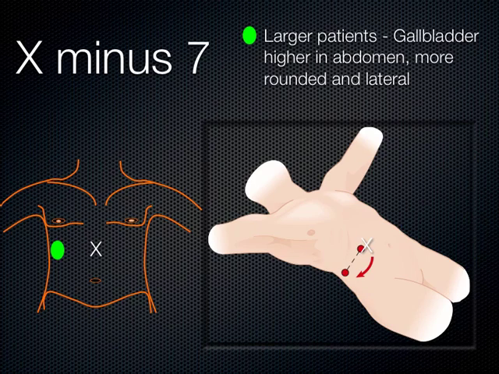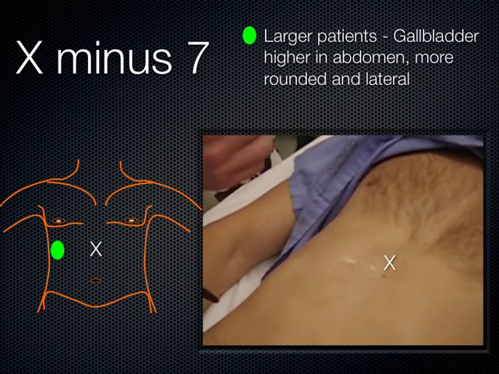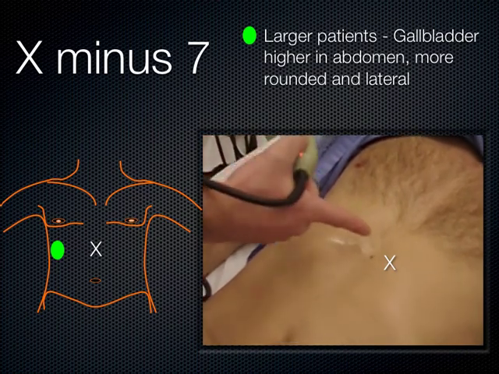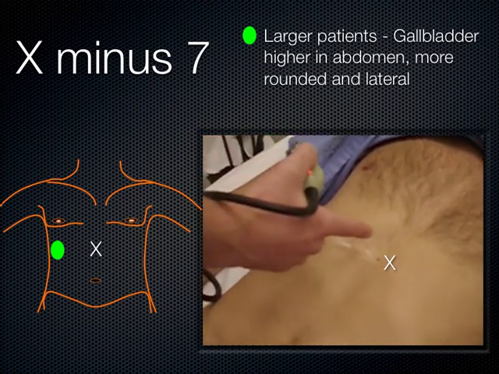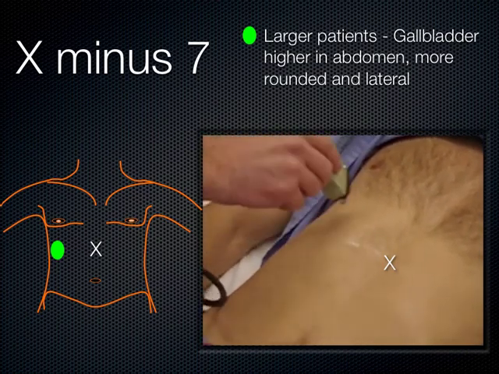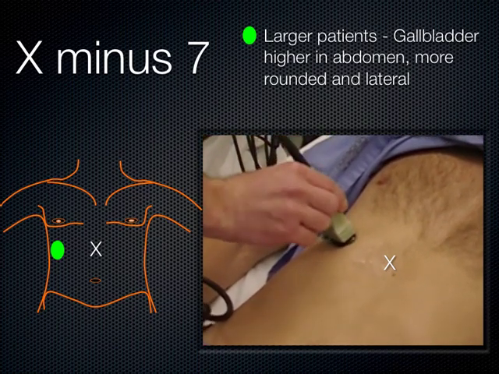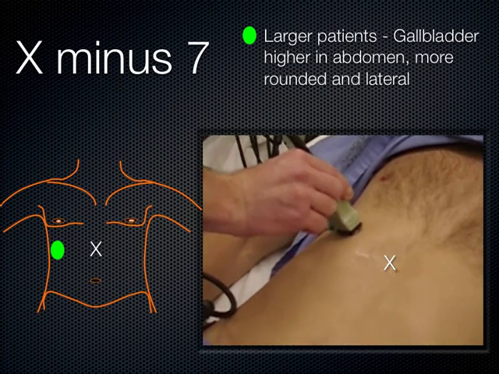It depends on the patient's habitus, but essentially what I'm getting at here is that instead of subcostally or below the ribs, now you're going intracostally or between the ribs. In the X-7 approach, the X stands for the xiphoid process. The 7 stands for the 7 centimeters you're going to go to the right laterally, place the probe perpendicular to the patient's skin, and more often than not, you're going to find the gallbladder in this general area.